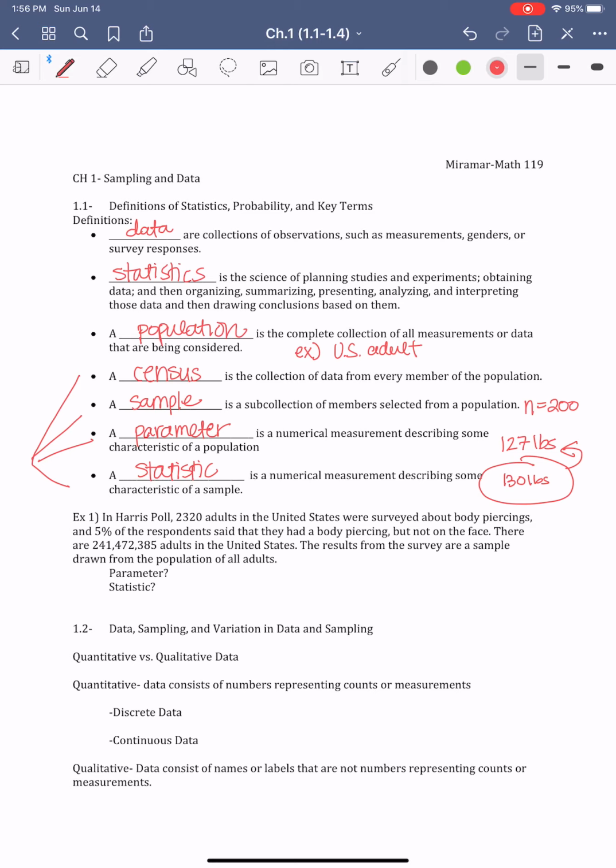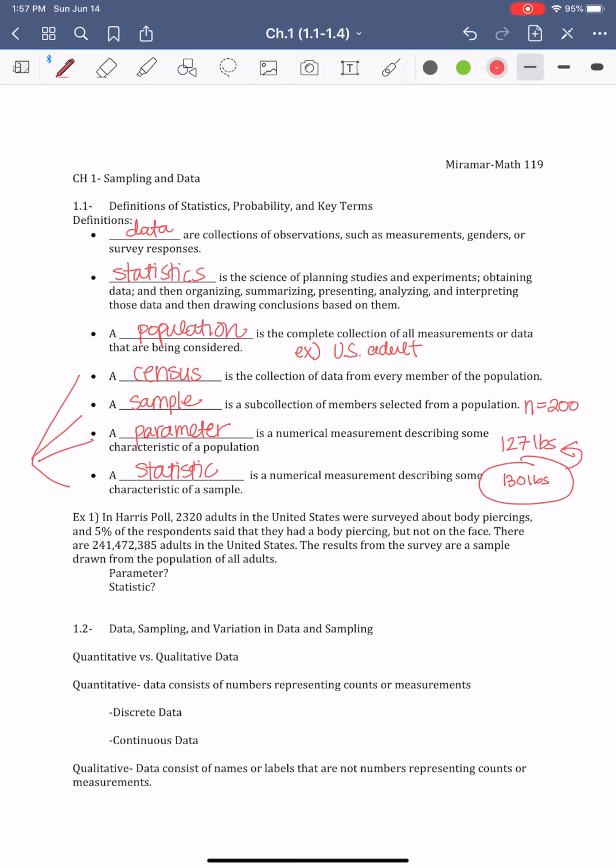Okay, so let's go through the first example and then identify the parameter value and statistic. In a Harris poll, 2,320 adults in the United States were surveyed about body piercing, and 5% of the respondents said that they had a body piercing but not on the face. There are 241,472,385 adults in the United States. The results from the survey are a sample drawn from the population of adults.